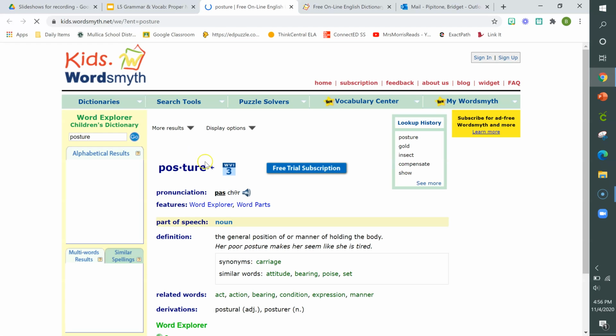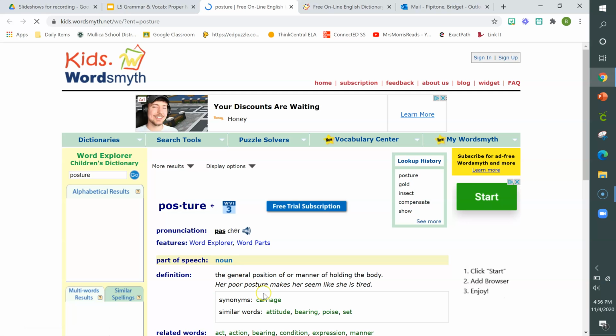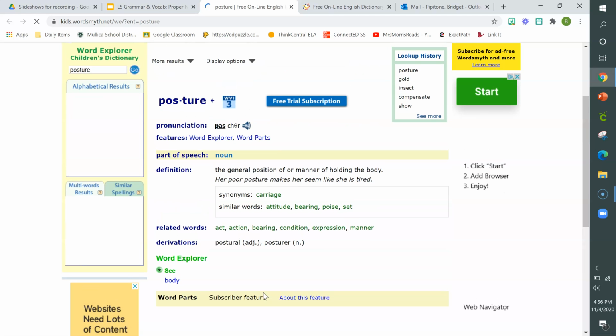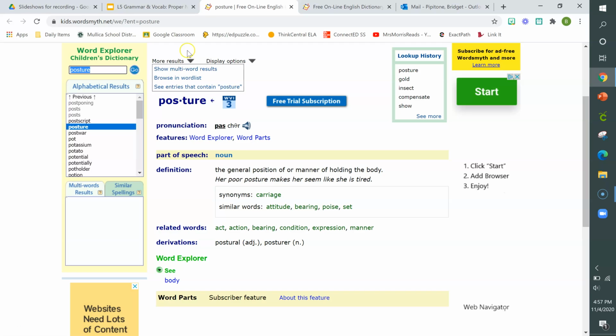Let's take a look at the definition together now. Posture. Definition. The general position of or manner of holding the body. Only one definition here. I also see that it's a noun. This dictionary even gave an example sentence. Her poor posture makes her seem like she is tired. Wonderful job! Let's see if we can try another.